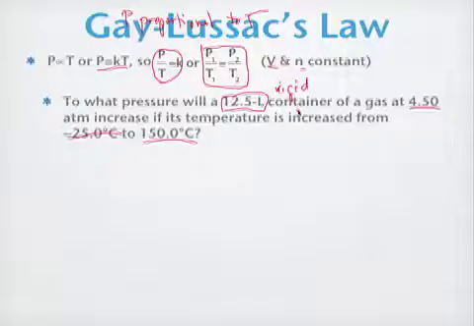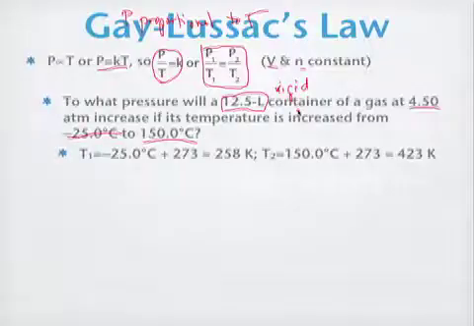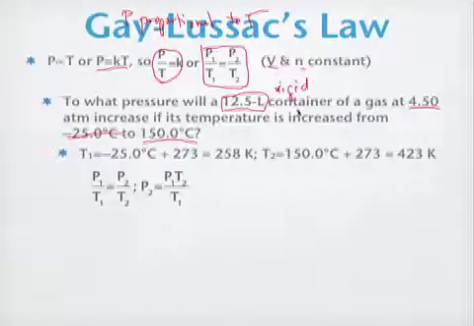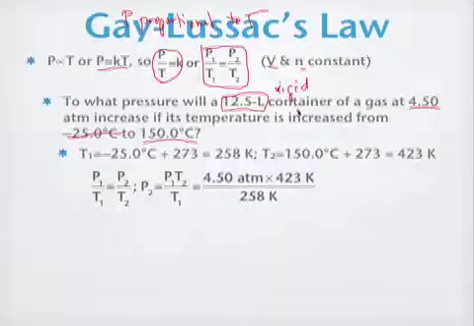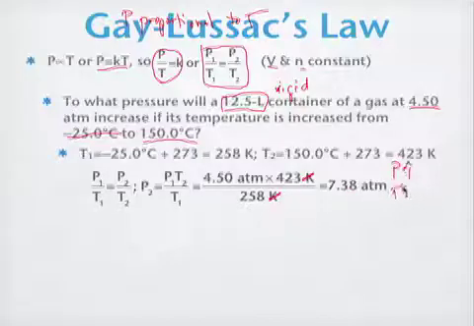All right, so first thing you did is convert the temperatures into Kelvin. Then let's set up the problem, rearrange to solve for P2. You could also have given the second pressure and been asked to find the second temperature. Set it up, cross off the Kelvin, and let's do the math. And we find that we have a new pressure of 7.38 atmospheres. Again, notice the pressure went up when the temperature went up, and so our direct relationship holds.